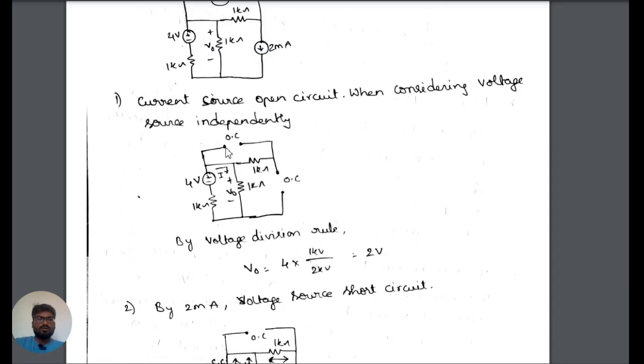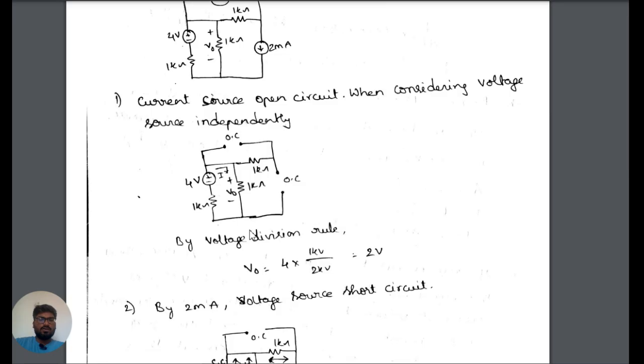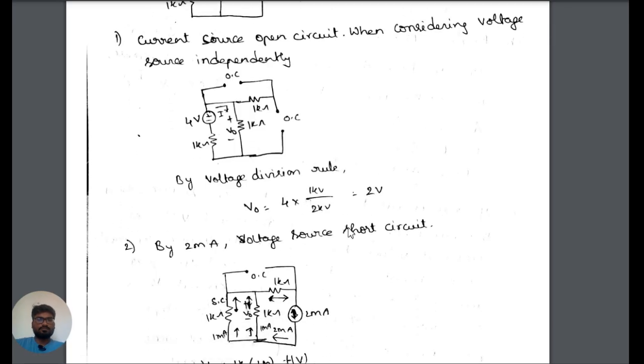If there is a current source, then it should be open circuited. If a voltage source is there, then it should be short circuited. As we are considering the voltage source, the current sources are open circuited. In this question, we need to find the voltage V0 using the superposition theorem. As these are open circuited, current will not flow through them, so the only loop we have is this loop. If you apply voltage division, then the voltage across V0 will be 2 volts.